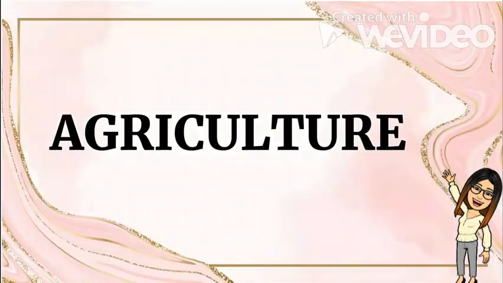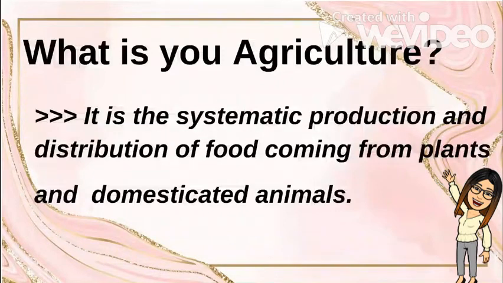First, let me ask you, what is agriculture? The word agriculture, class, is the systematic production and distribution of food coming from plants and domesticated animals. That is why I mentioned agriculture, because we are going to talk about animals, and animals are part of agriculture. Another one, the process of growing plants and raising animals involves farming. So agriculture is also known as farming.